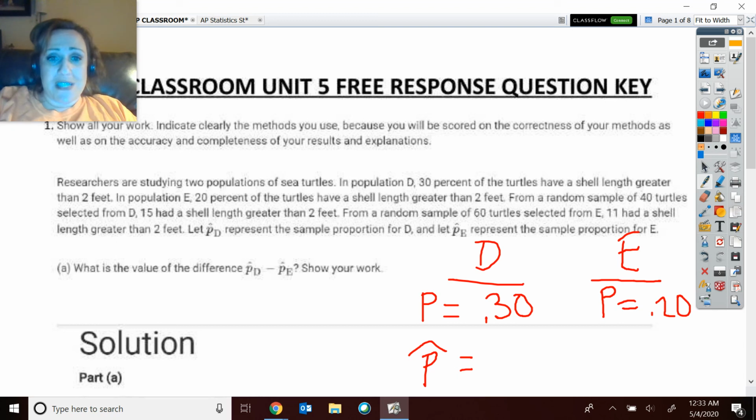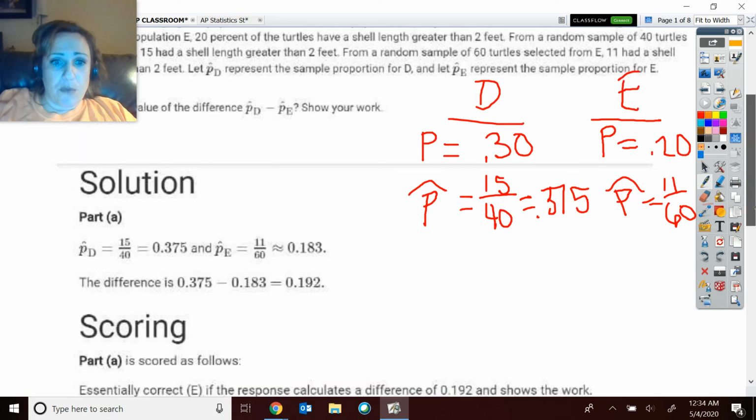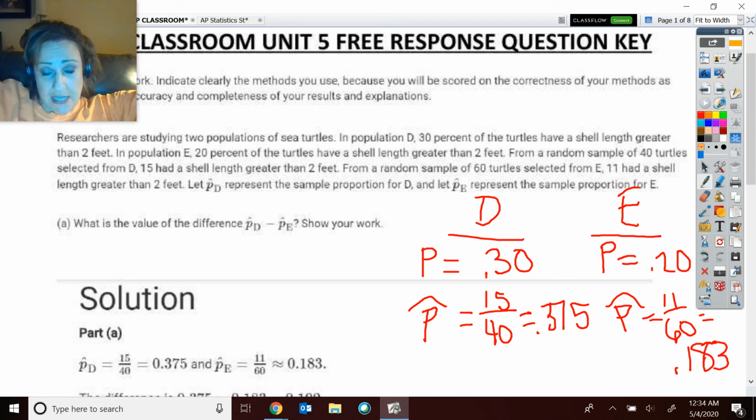Okay, so our P hat for D population of those turtles was 15 out of 40. If we had that 15 out of 40, then that's how we get 0.375. And then we have the P hat for the E's, and that was 11 out of 60. And so that's why they had that number 0.183. All right, so keeping straight what we are told the whole population has versus what our sample hat results are.